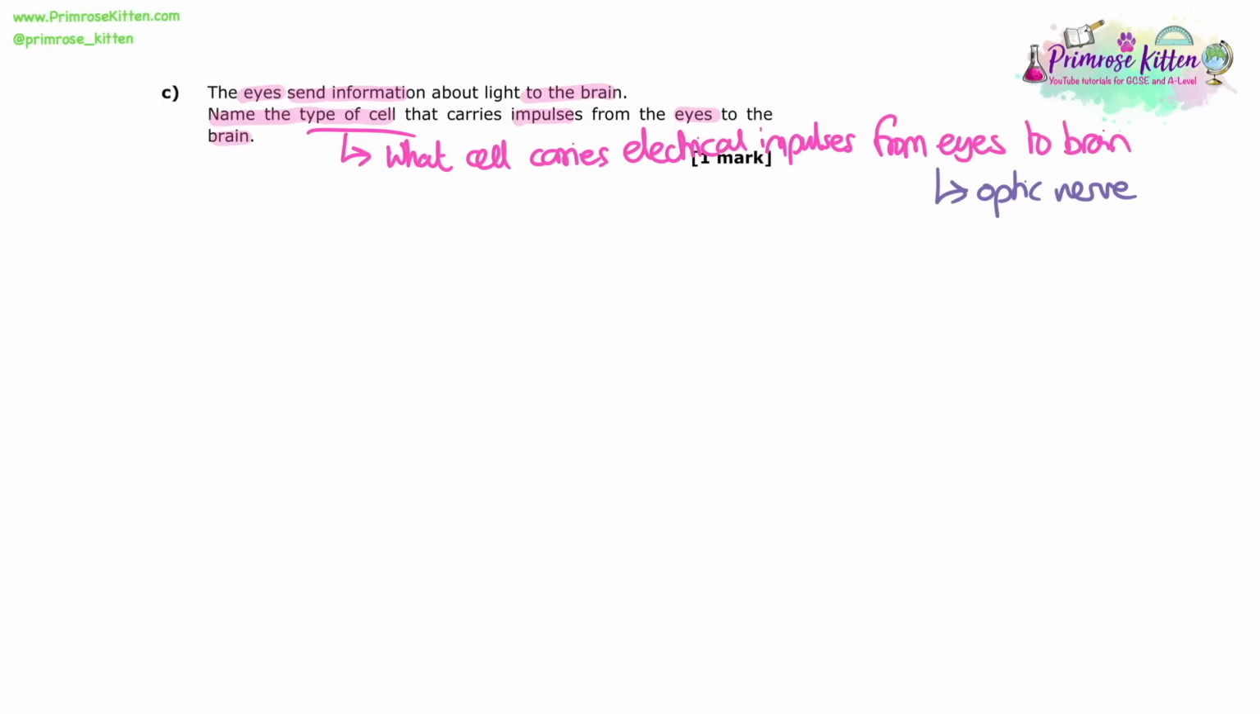Hopefully we should know the optic nerve is what connects the eyes to the brain and sends those electrical impulses and information along. And so we can say it is a nerve cell. Or you can use the word neuron, that's also fine.